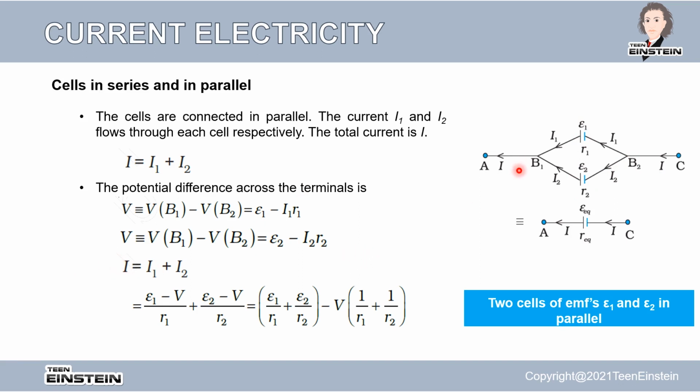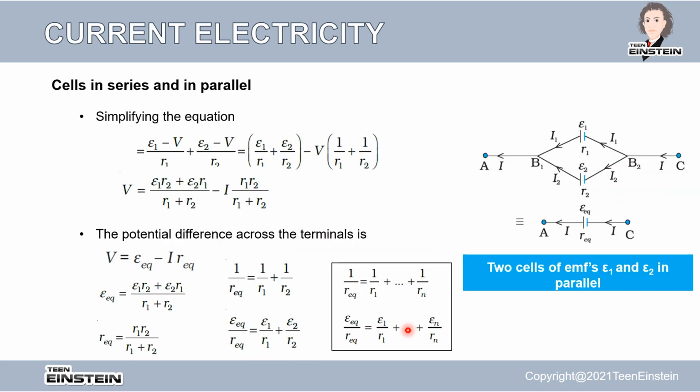Now we know that the total current I equals I1 plus I2. We can derive I1 from this equation, which is epsilon 1 minus V divided by R1. If you take this I1 to the left hand side and V to the right hand side and divide by R1, then you get I1 here. Similarly, I2 equals, from this equation, epsilon 2 minus V divided by R2. So we just combine the terms with epsilon and V. What do we get here? Epsilon 1 by R1 plus epsilon 2 by R2 minus V multiplied by 1 by R1 plus 1 by R2.